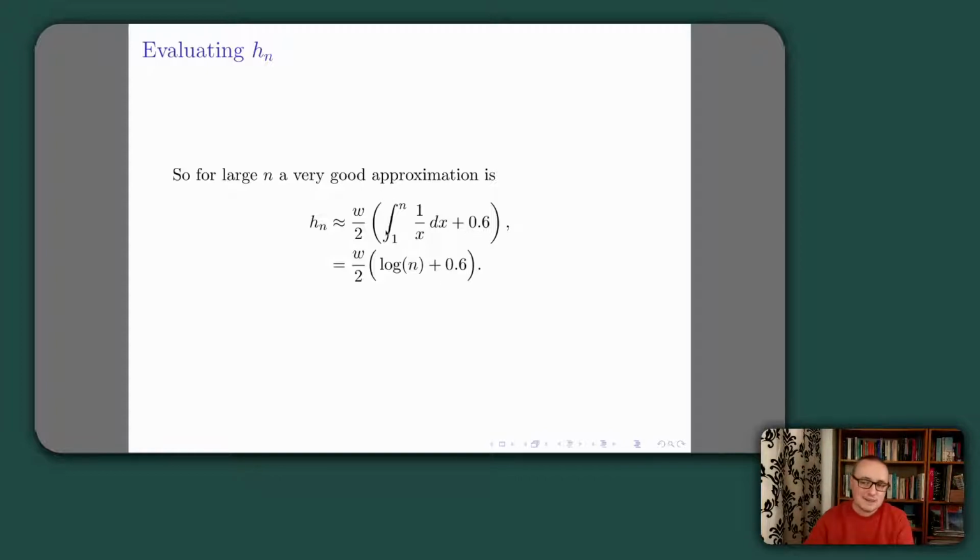Now, of course, what is the integral of 1 over x dx from 1 to n? Well, it turns out that that's the logarithm of n. Okay, it's the natural logarithm of the top limit n. So this finally gives us something that we can calculate with easily now. We can use our calculators or computers to compute pretty good approximations to these overhangs.